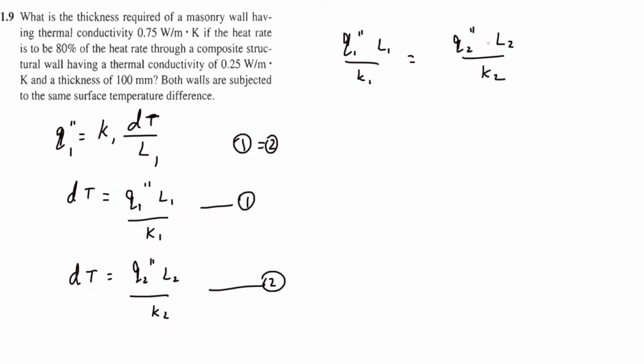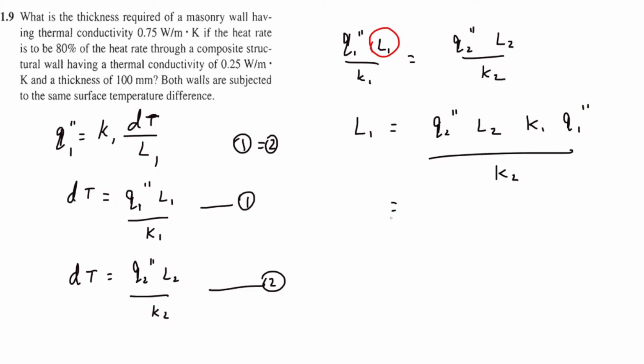And then we have to find out this thickness, which is not provided, so we need to rearrange the equation in terms of this. So we need to find this thickness, L1. This is going to be q2 double prime L2 times k1 over k2, and also the q1 double prime multiplies in the denominator.